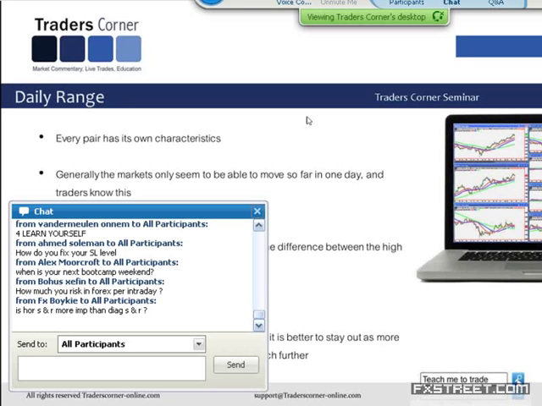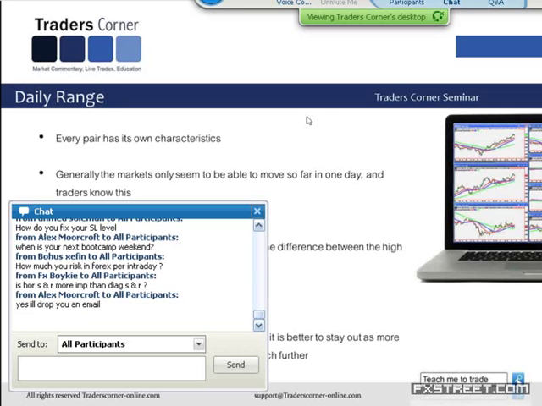How much risk in Forex per intraday? Intraday, Bohus, I risk about 0.5% of my account on any one intraday trade, but then I can take many intraday trades in a day.